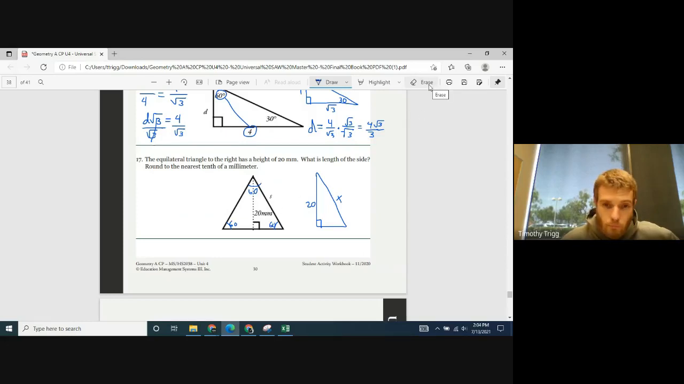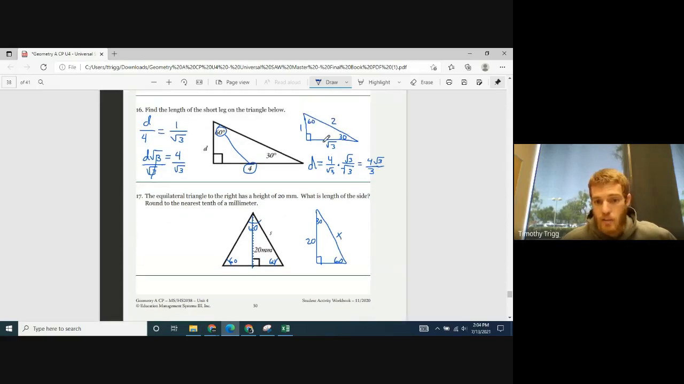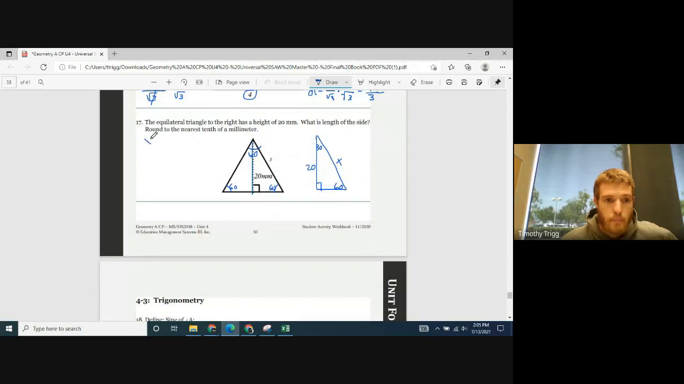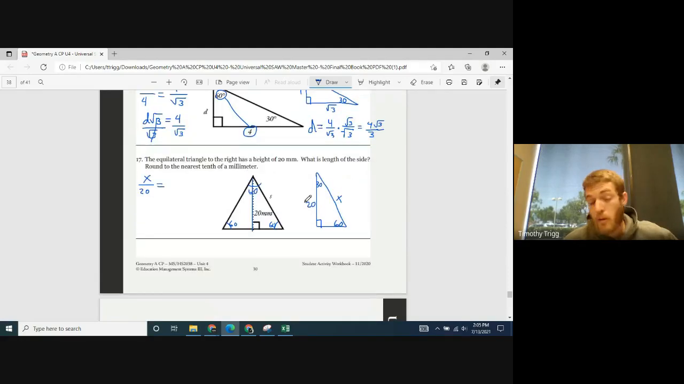Now, this dotted line cuts this top angle in half. So this makes this a 30 here, because it's cut in half. But this one still is intact. That's a 60. So now what I have is a 30, 60, 90, just like here. So I'm going to create a proportion like we did in this one. So x over 20. I hope you see how I got that this is a 30, 60, 90. By the way, you're going to get one on the test just like this. In fact, everything on the review will be on the test. Mostly they just change the numbers.